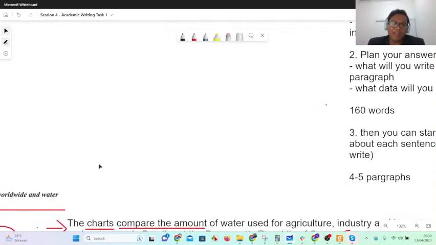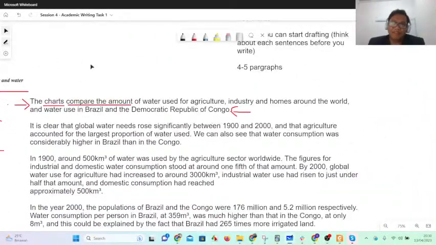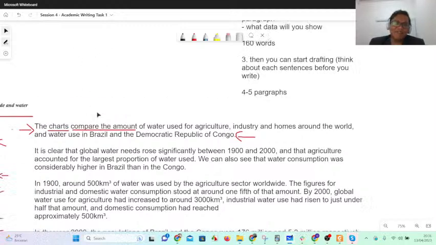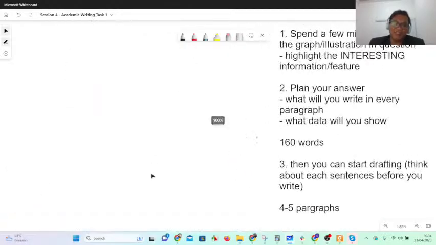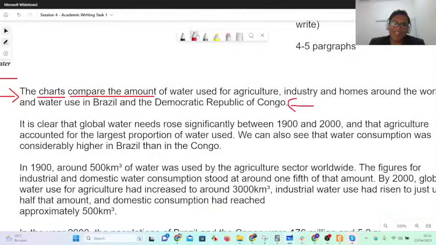So let's try and read that out loud. Does it feel like it flows? Does it feel like it rolls right off the tongue? Charts compare the amount of water used for agriculture, industry, and homes around the world, and water used in Brazil and the Democratic Republic of Congo. Well, not exactly. One of the reasons is the lexical resources, or rather, also coherence and cohesion, but it connects with lexical resources. And what is that? It's the word and. So this one was slightly difficult, but this is just to demonstrate to you.